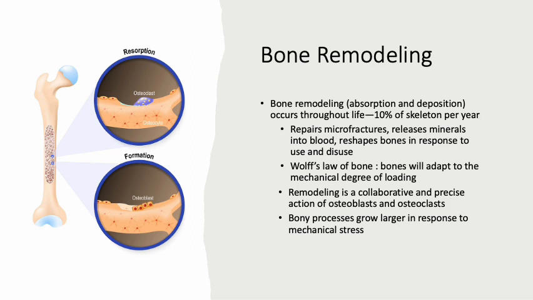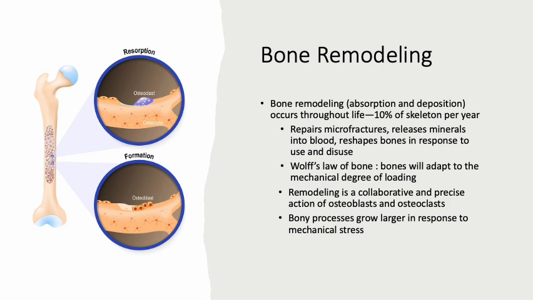Or if you walk bow-legged, your knees will eventually start reshaping. Your femurs will kind of bow out to reshape more bow-legged because that's the way they're used the most. You're putting stress on them to make them turn like that, so they will respond and reshape to be turned like that. So remodeling is a collaborative and precise action between the osteoblast and the osteoclast. So the osteoclasts have to break down the bone and the osteoblasts have to rebuild it.